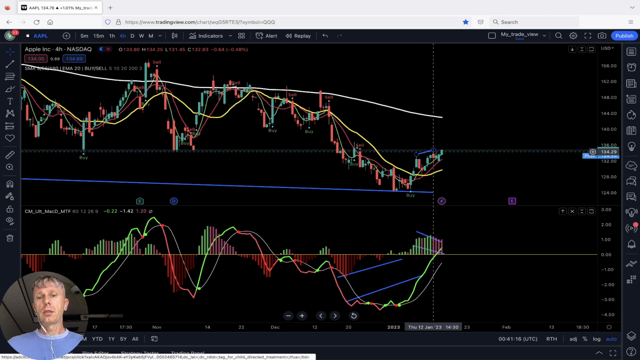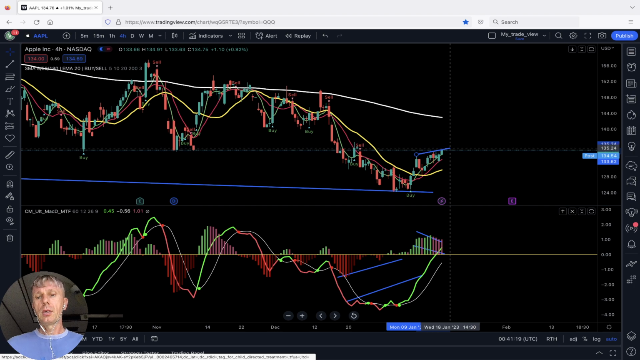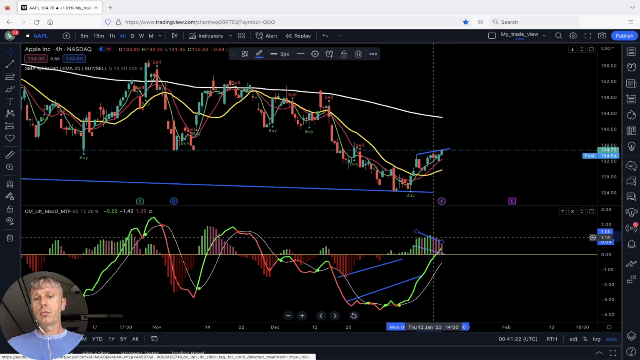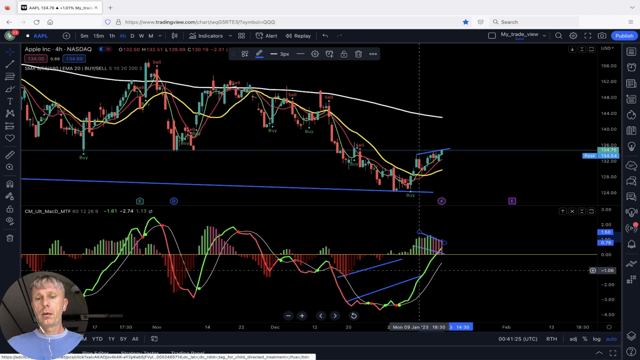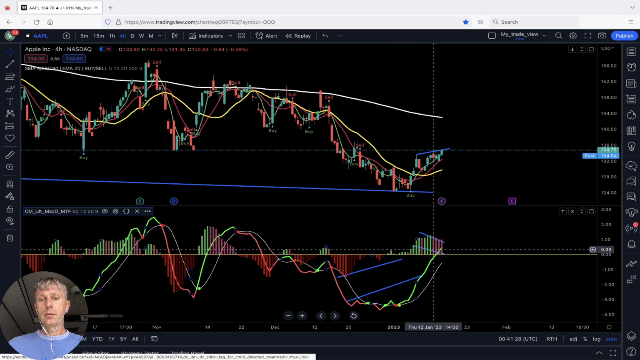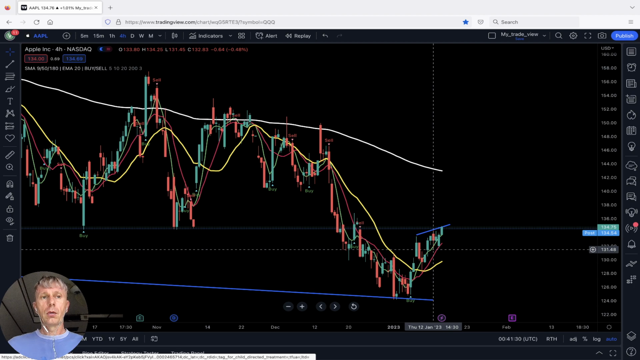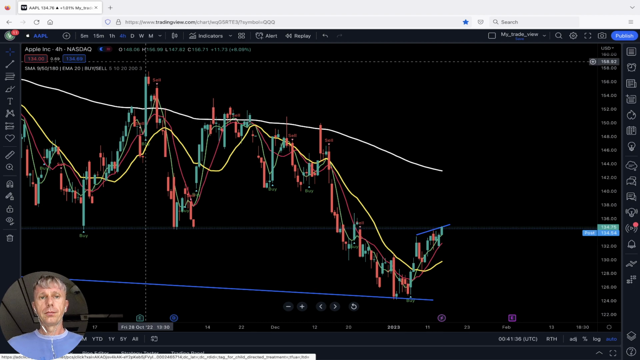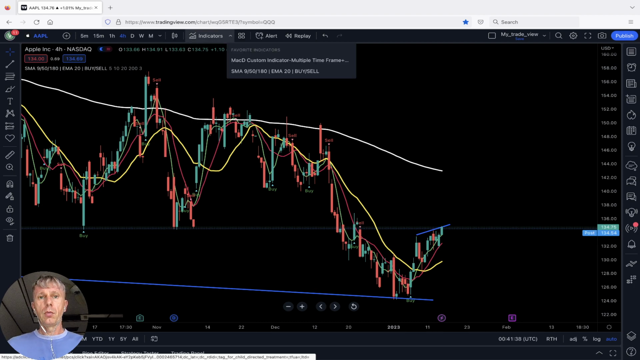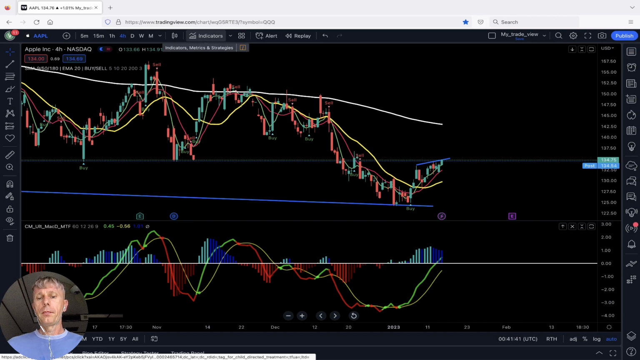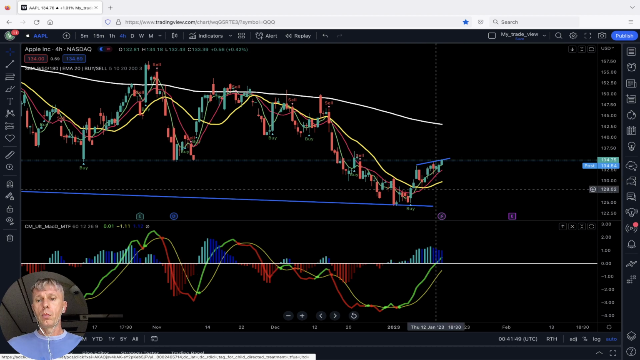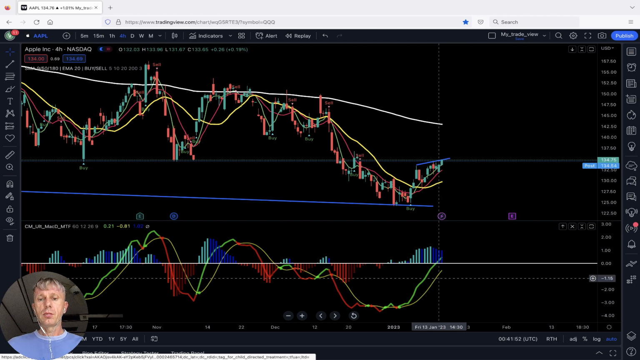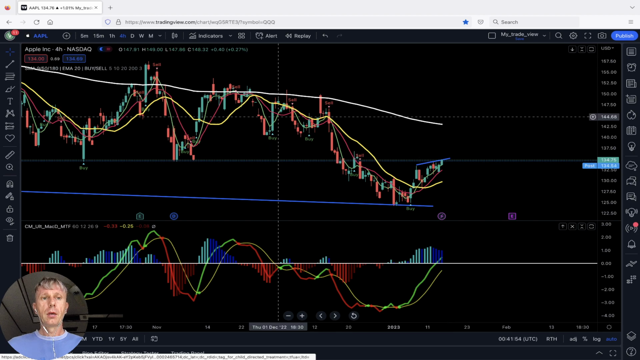4 hours is a bullish trend, uptrend. Some bearish divergence on the histogram. Let me enable this. Sorry about that. Okay. Bullish trend on all indicators. MACD green, bullish trend on 4 hours.